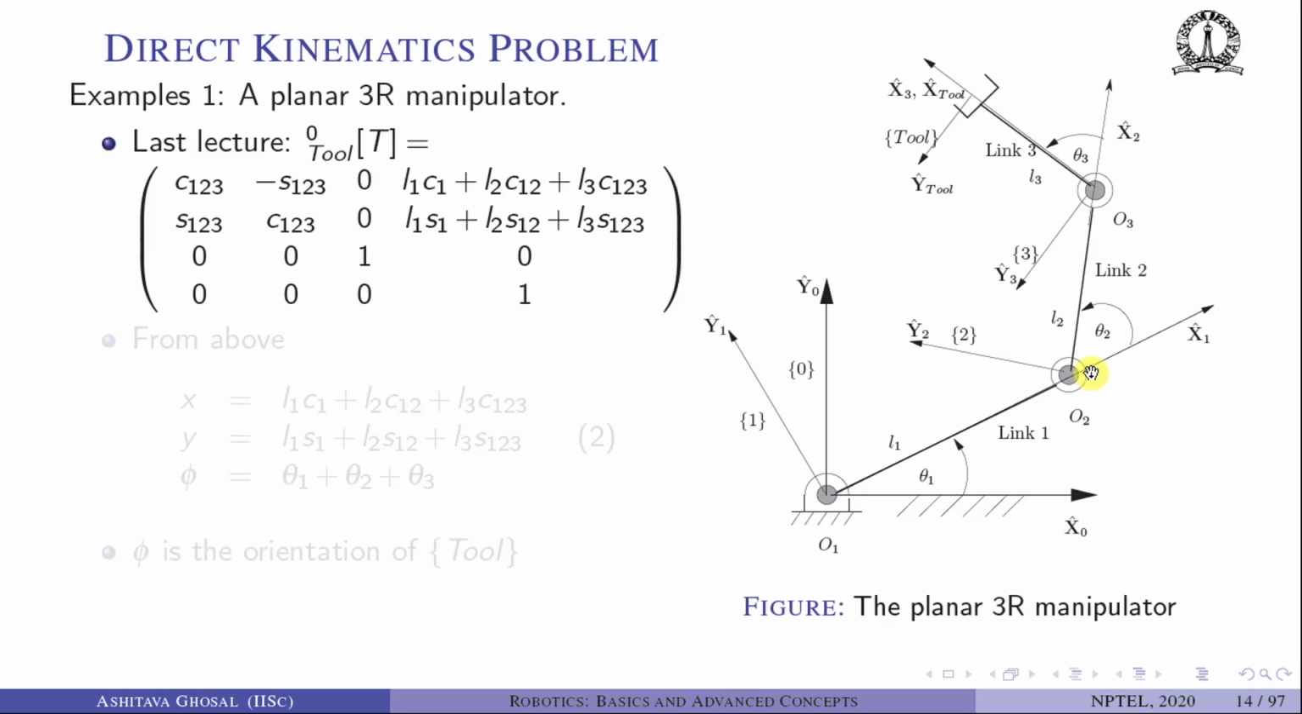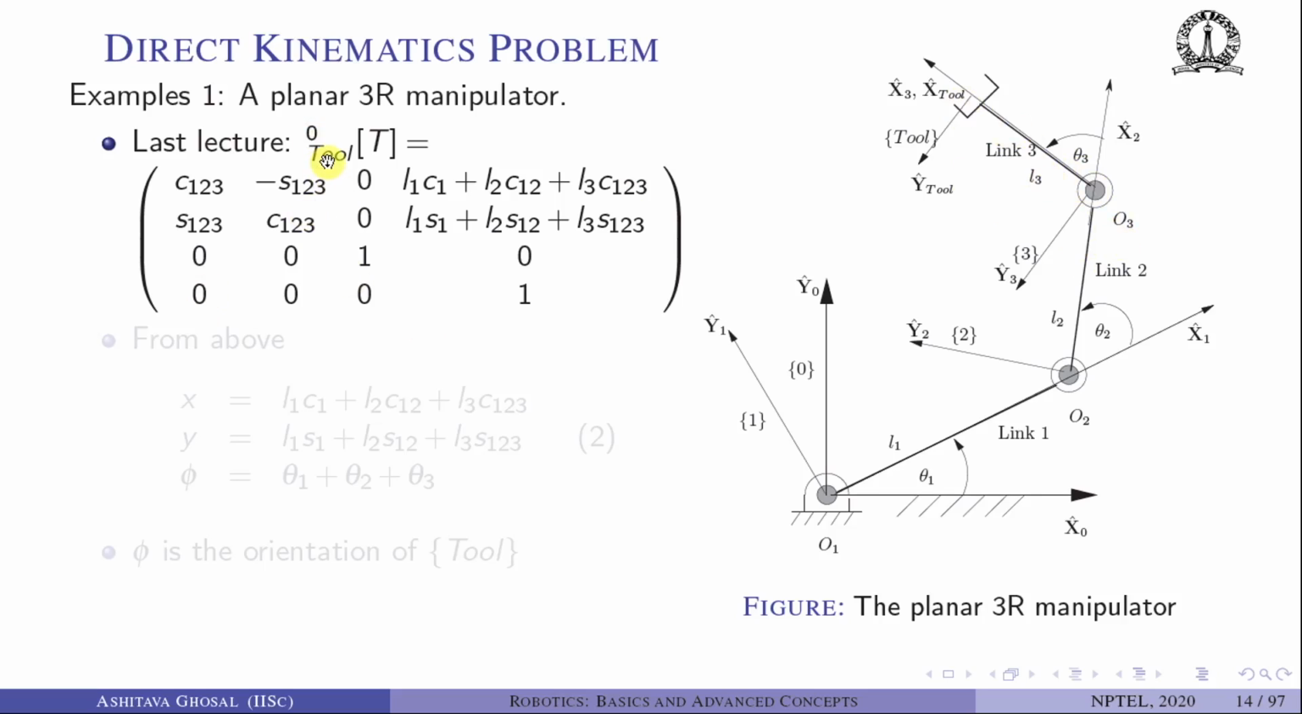Okay, a few quick examples. So the direct kinematics problem for a planar 3 degree of freedom robot. Okay, so what did we have? We have 3 joints at O1, O2, and O3. And in the last lecture, I showed you the transformation matrix between the tool coordinate system, which is kept in the middle of the parallel gripper. Recall, this tool coordinate system is parallel to the third coordinate system, but translated by a distance L3.